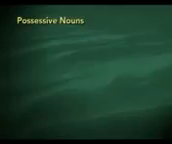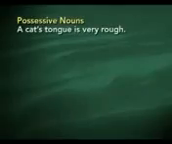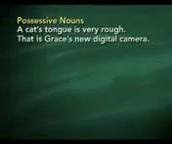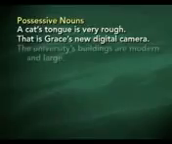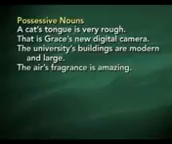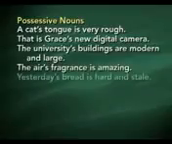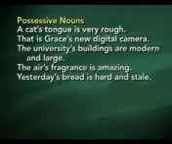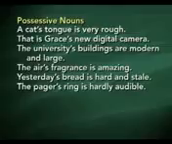Okay, what nouns can be made possessive? Look at the sentences in this graphic. A cat's tongue is very rough. That is Grace's new digital camera. The university's buildings are modern and large. The air's fragrance is amazing. Yesterday's bread is hard and stale. The pager's ring is hardly audible. Audible means able to be heard.